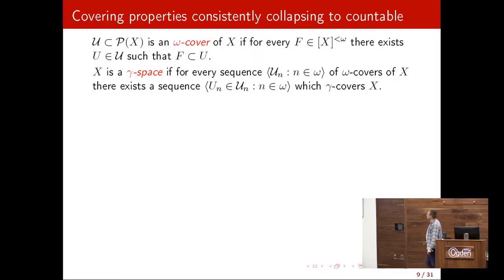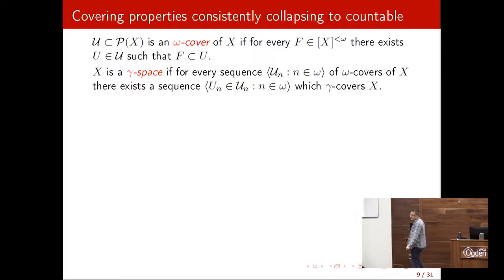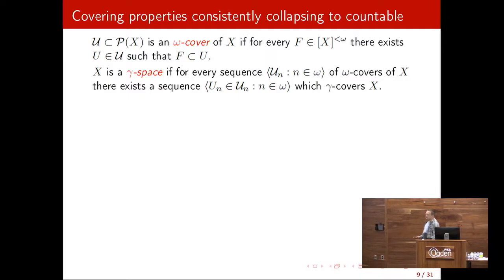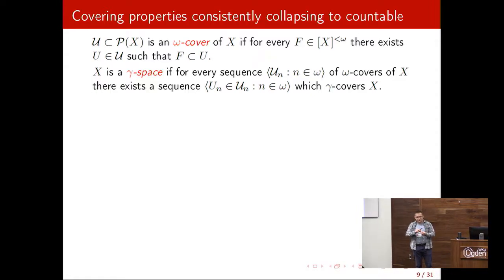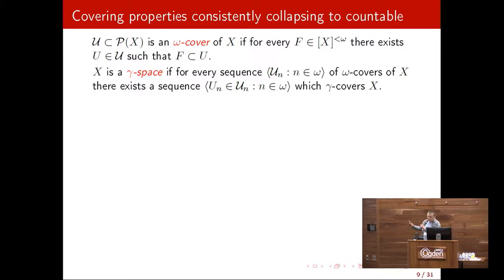So a space X is a gamma space if for any sequence of omega covers of X, you can select one element from each of them, which not only covers the space, but covers it in a very strong sense, which is a gamma cover of X. And gamma cover, it was on the first slide. Remember, it's a covering in a very strong sense, namely that any point gets covered by all but finitely many elements of the cover.